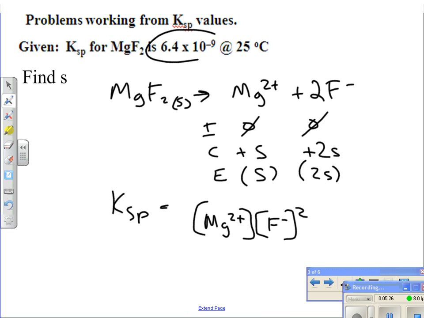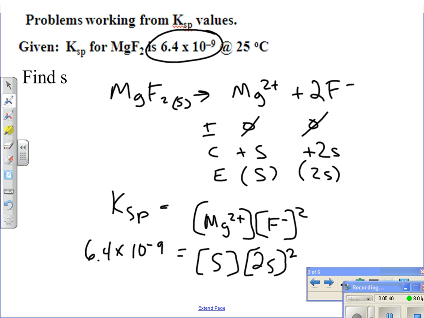I'm already given my Ksp, so I know this is 6.4 times 10 to the negative 9th is equal to, this is going to be S. This is going to be 2S inside here. That has to be squared. When I simplify the whole thing, I end up with the exact same kind of problem I had last time. 4S cubed is equal to 6.4 times 10 to the negative 9th. So if you do the math from that point on, you basically divide by 4, take the cube root of it, you get 1.2 times 10 to the negative 3rd for S.